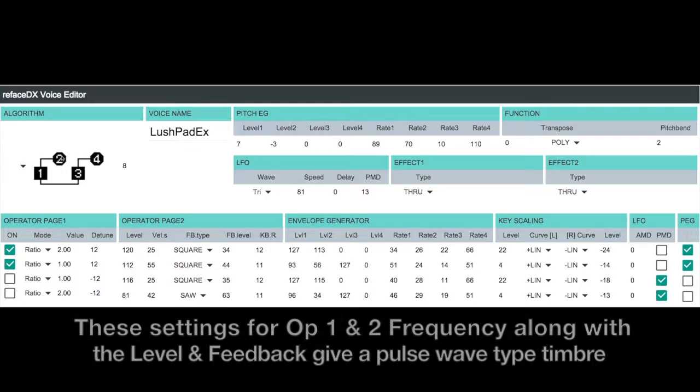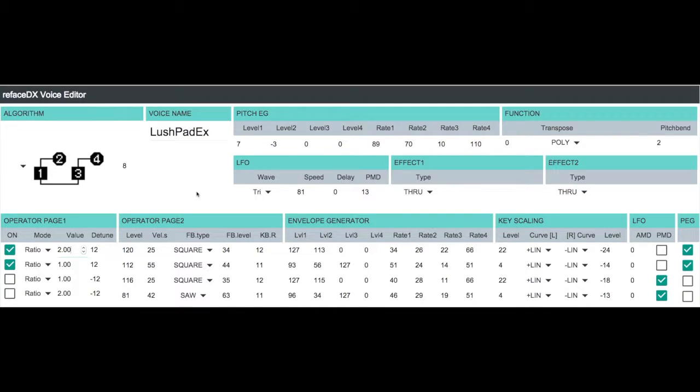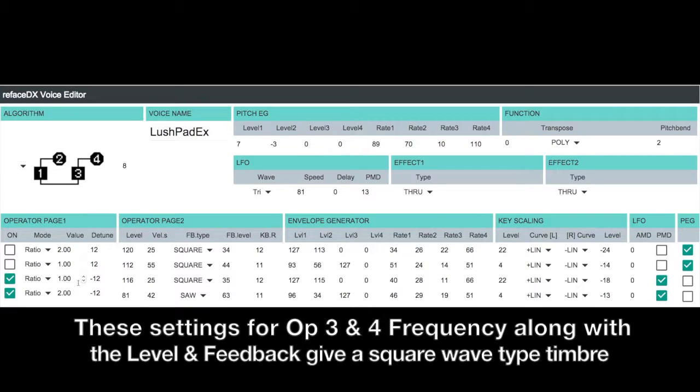So the operator 1 and 2 stack, we've got operator 1 at a value of 2.0 for the frequency, and operator 2 at 1.0. With the settings I have here for level and feedback, this gives us a pulse wave type of timbre. For operators 3 and 4, I've gone with 1.00 for op 3 and 2.0 for op 4. As you know from previous examples, this will give us the classic square wave type of sound.